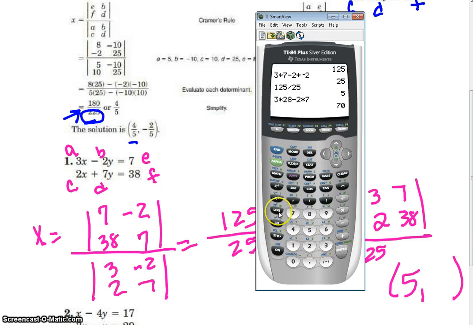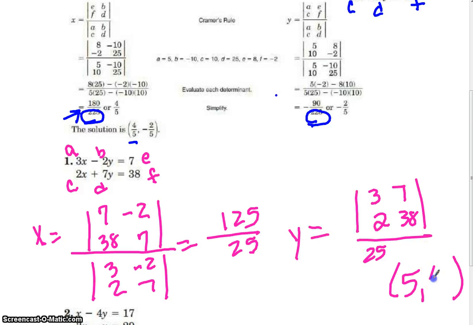Not 3 times 28, it's 3 times 38. 3 times 38 minus 2 times 7 gives you 100. So it's 100 divided by 25, which is 4. So your final answer is 5 comma 4, because this is 100 over 25. This right here is your answer.